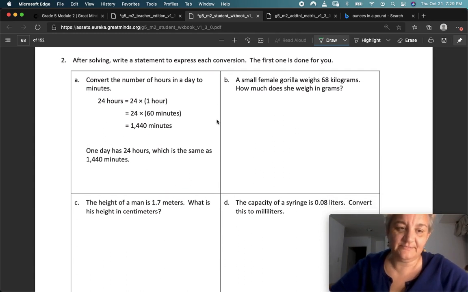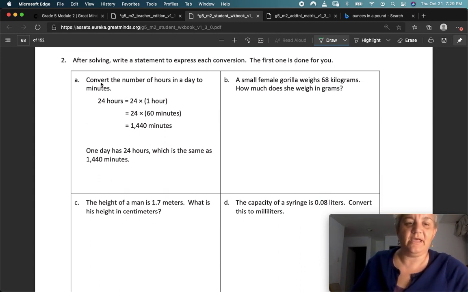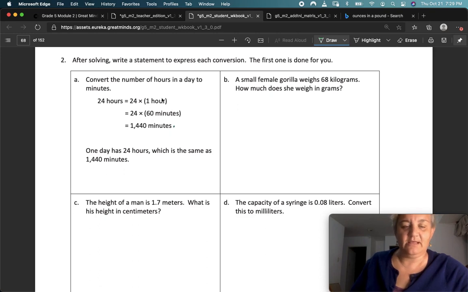All right, number 2. After solving, so you have to solve first, write a statement to express each conversion. The first one is done for you. Convert the number of hours in a day to minutes. So we know that 1 hour equals 60 minutes. 24 hours in a day, 24 times 60 is 1,440 minutes. All we did was convert from hours to minutes and multiply by the number of hours. So here's the statement they want. 1 day has 24 hours, which is the same as 1,440 minutes.